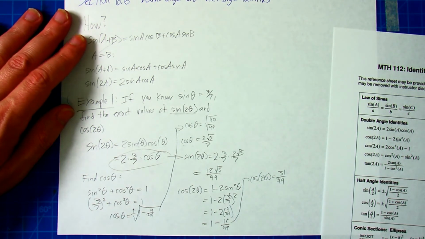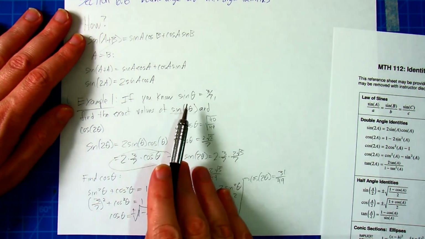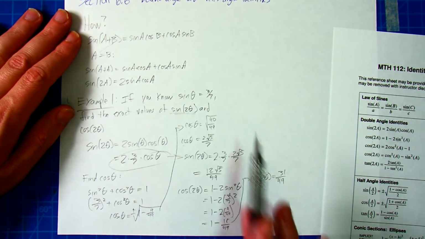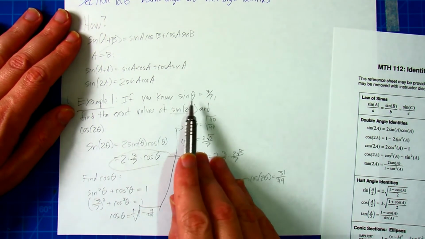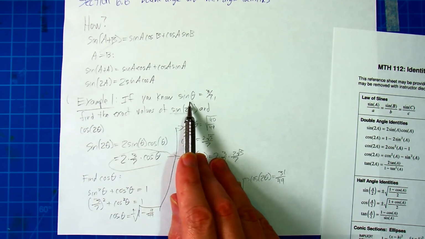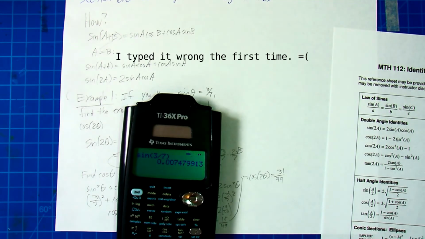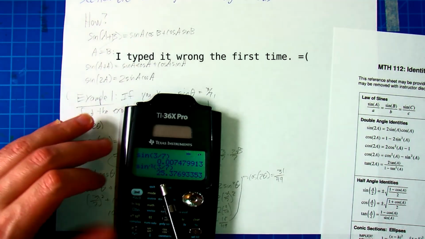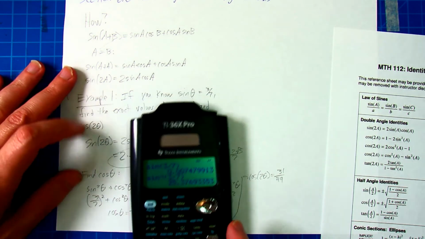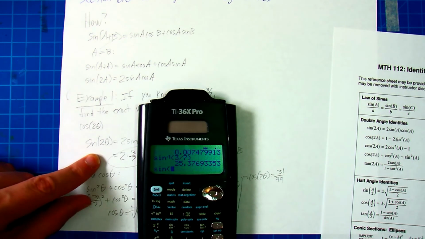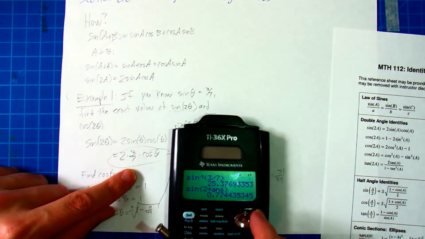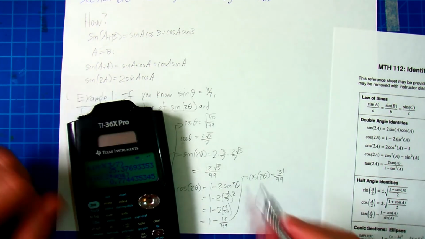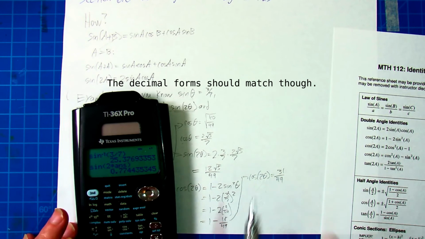Now, one thing to be really careful of: we know sine of theta is 3/7. Probably the biggest mistake I see on these problems is people put 3/7 in for theta, but we don't know theta. We could find theta on a calculator. You get about 25.4 degrees, but that doesn't help you because then if you do sine of 2 times that, you get 0.774435345, which is not at all the same as 12 root 5 over 49.